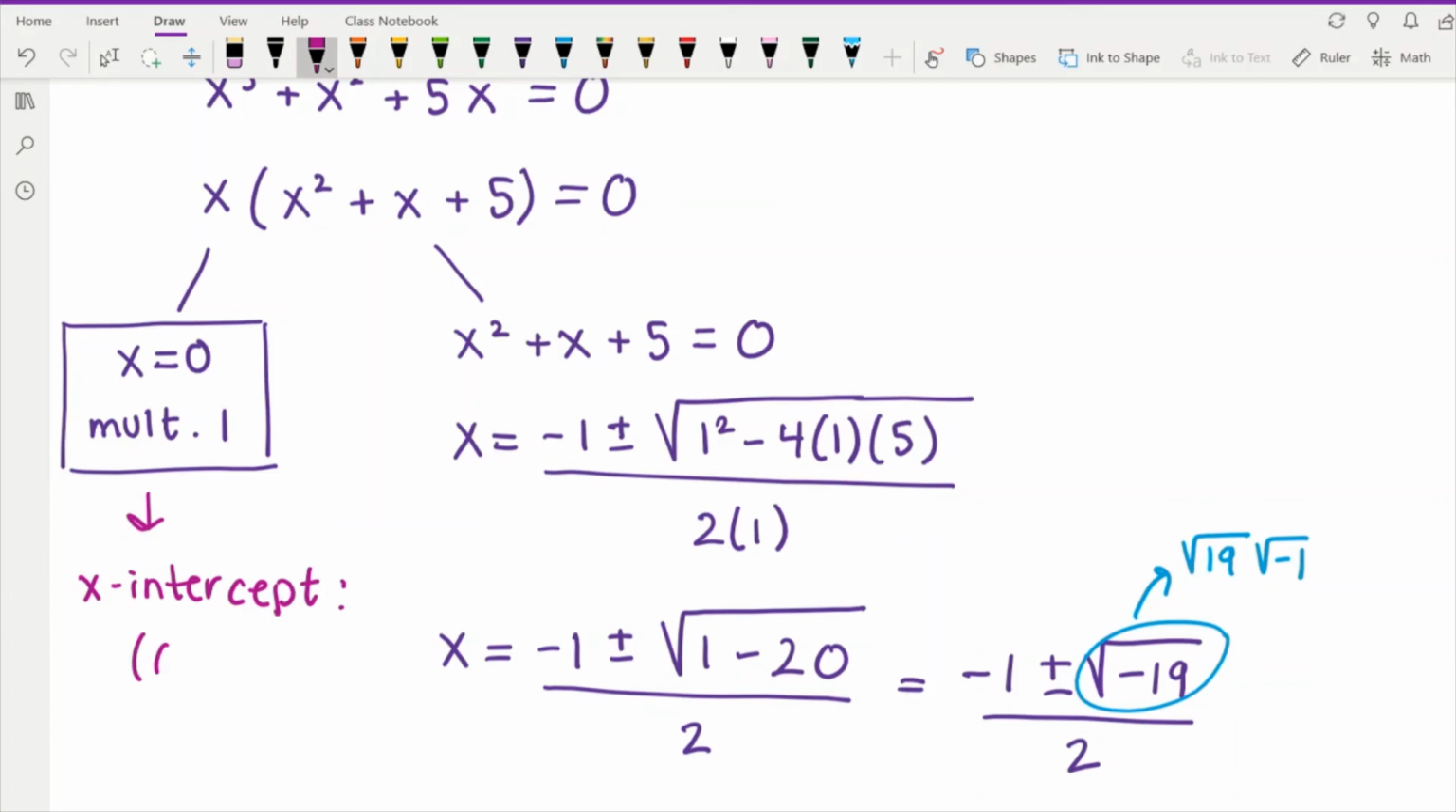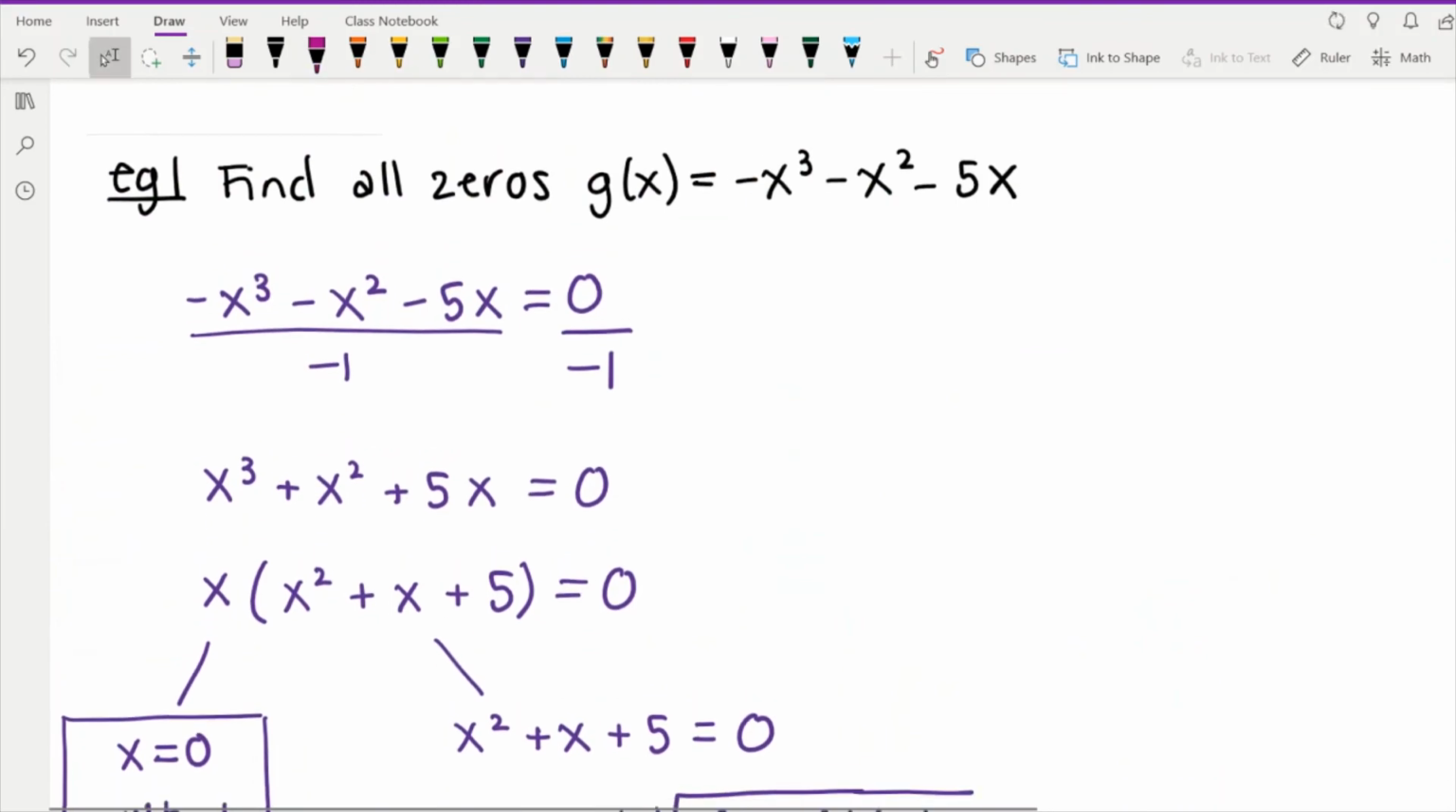So we're going to have an x-intercept at the point 0, 0. We're not going to have any x-intercepts from those other ones. In terms of the end behavior, we see that it has a negative leading coefficient and an odd degree, and so it's going to have a shape like the graph of -x cubed. So it's going to be going kind of from the top left to bottom right.